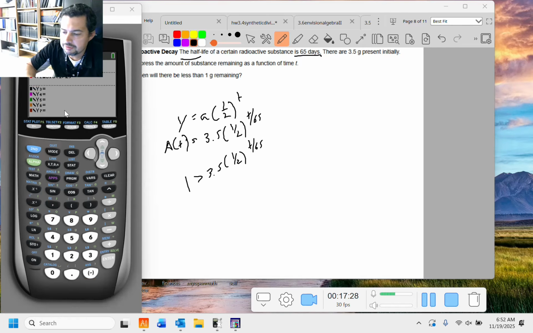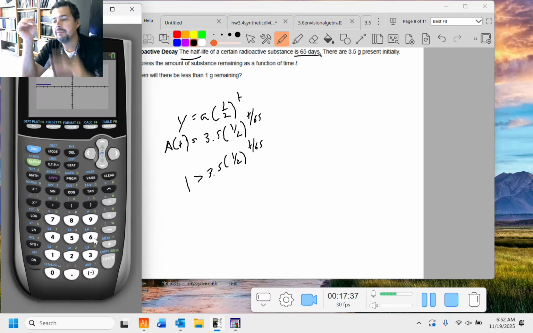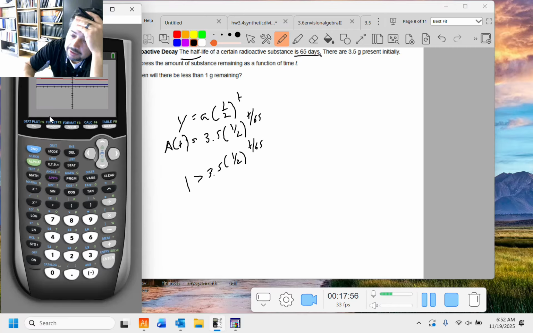So I went to y equals. I'm pushing buttons. I'm going to do a zoom 6. Probably going to have to look pretty far to the right because it takes 65 days just to cut it in half. And you're going to have to cut 3.5 once. You're going to get 1.75. You're going to do it again, and you're going to get something less than 1. So it's going to take almost 100 days likely. Probably a little more, maybe a little less. I don't know. But here you can see the half-life going down.